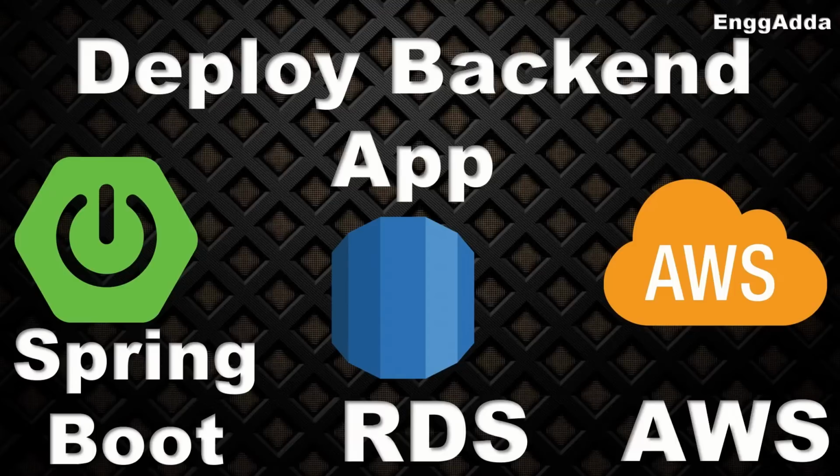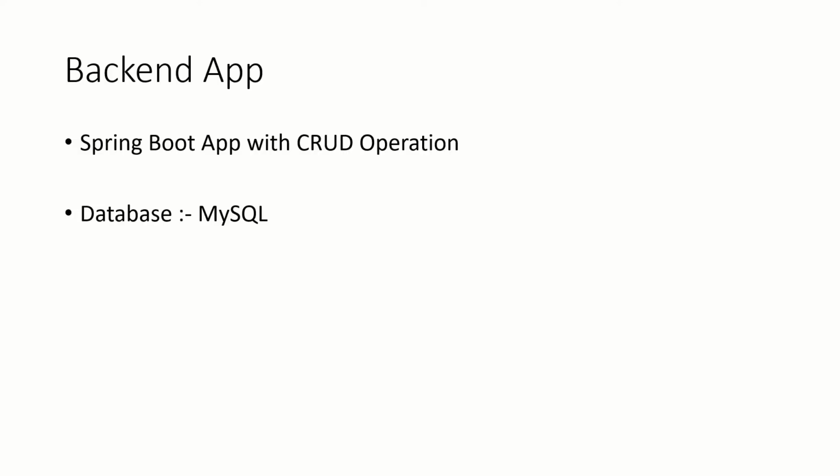And for the database, we are going to create an RDS database on AWS and try to configure our database there. Okay, so that our whole backend application will be working on the AWS itself. So this is what we are going to do today. So let me go to the next slide and discuss what is required from the backend application. So we need to create a Spring Boot application with the CRUD operation, and the database that we are going to use is MySQL.